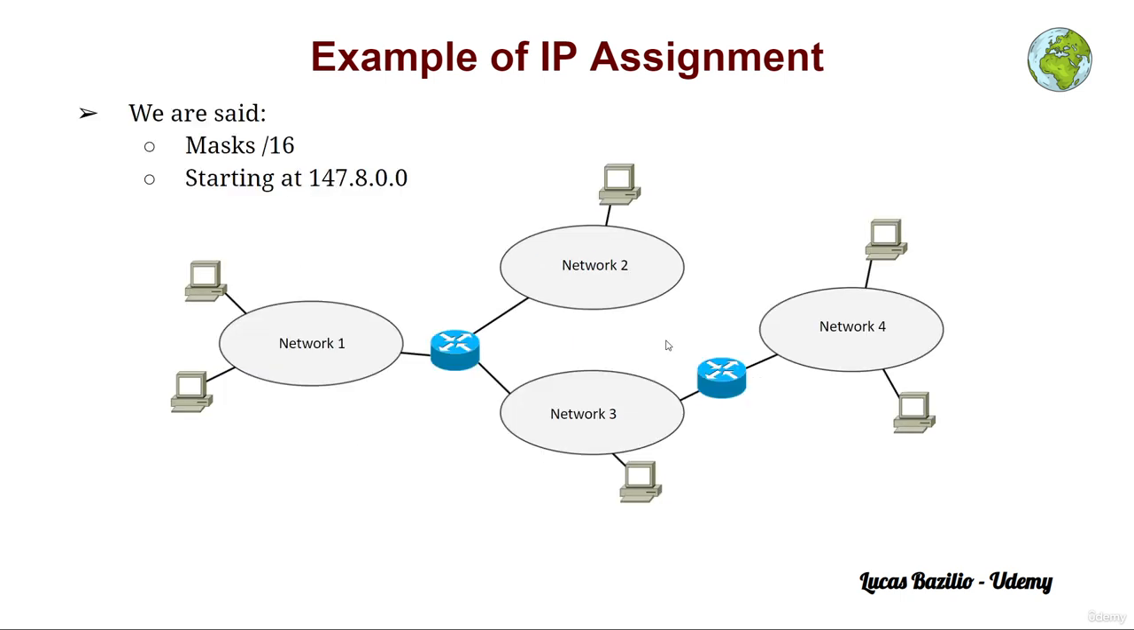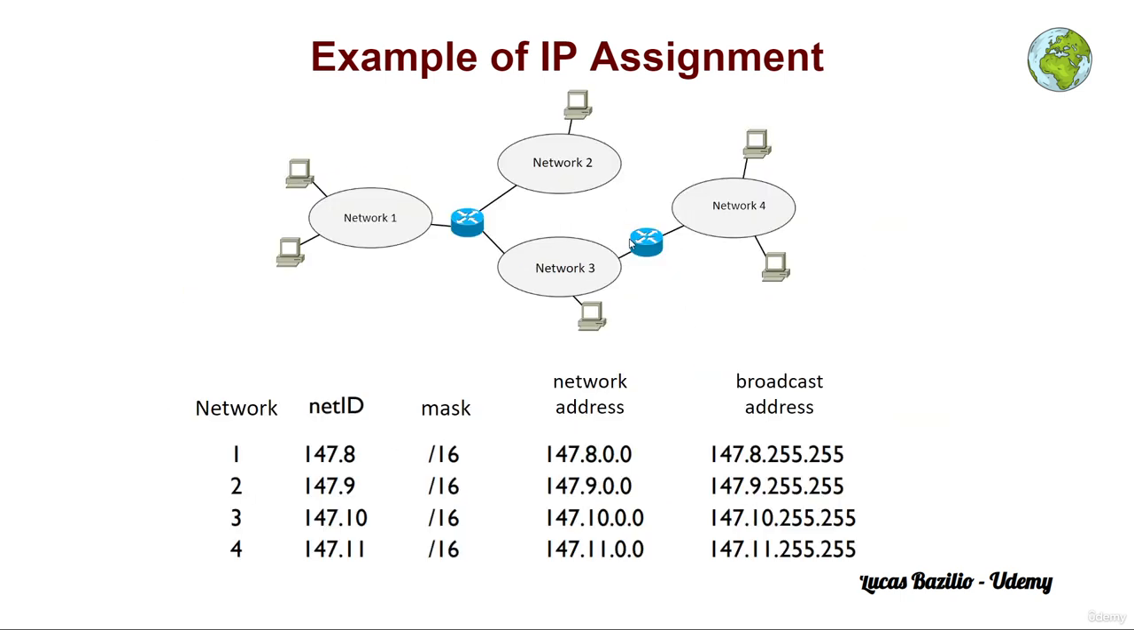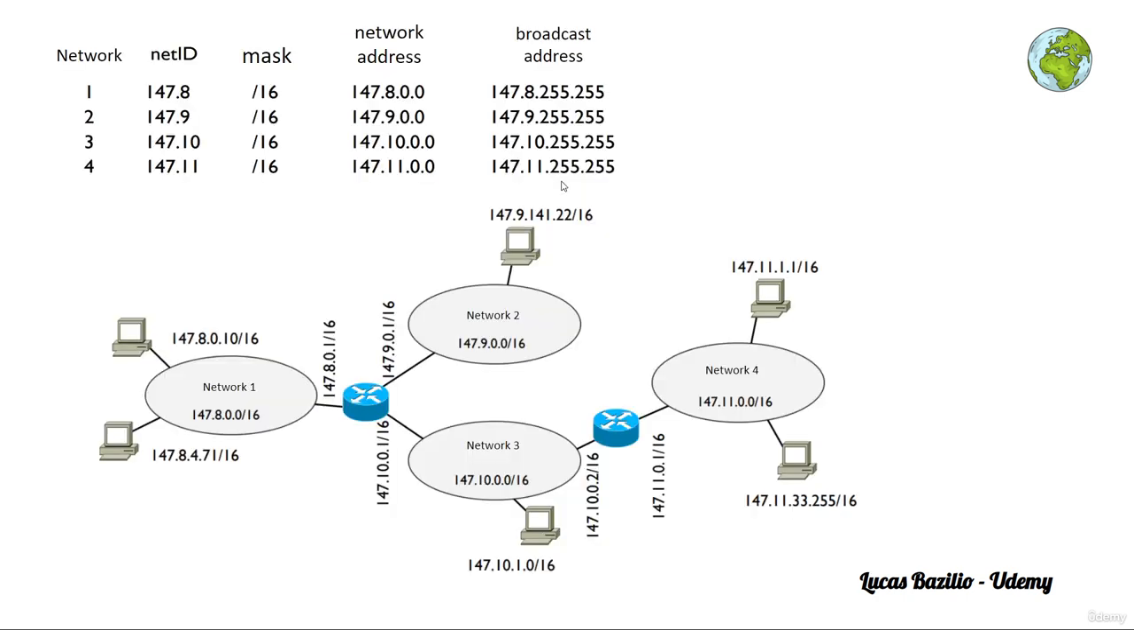Okay, so once we have assigned the networks, now let's also assign the interfaces for the hosts. So we know that network 1 is this network in here, 847.8.0.0, where 0.0 is the host ID, and the mask is 16. And so now, if we want to set the host IDs, it's very simple.